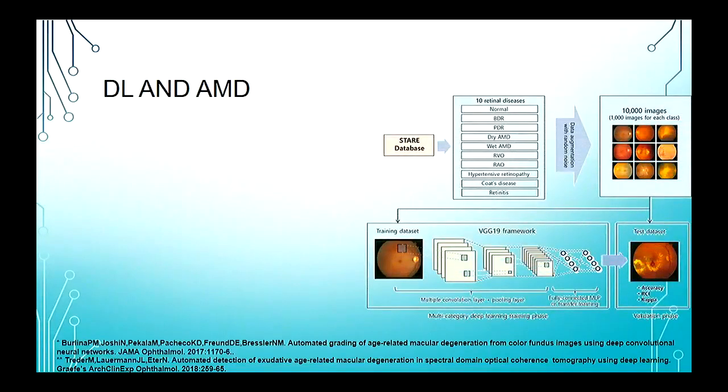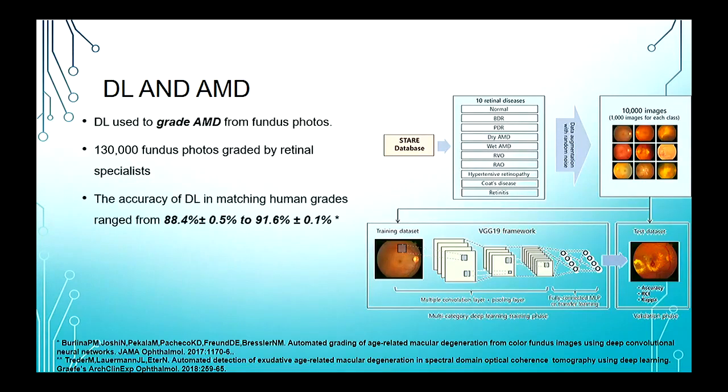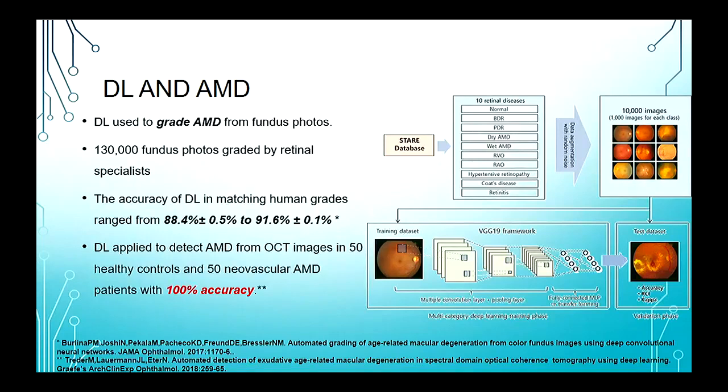Macular degeneration. So this was an interesting study. They showed 130,000 fundus photos to the computer. These photos were previously graded by retinal specialists for 10 different retinal diseases. The deep learning algorithm essentially achieved between 88 to 91% accuracy depending on the pathology. Another study used 50 healthy and 50 neovascular AMD patients to predict AMD, and it achieved 100% accuracy.